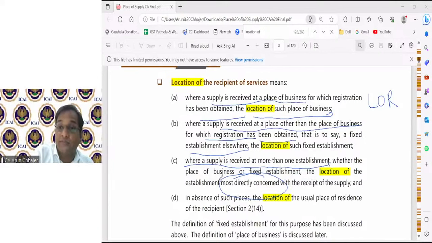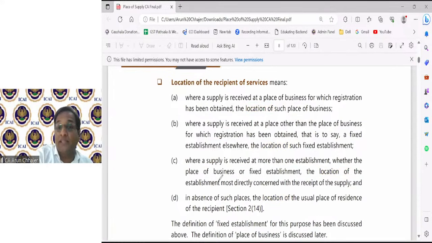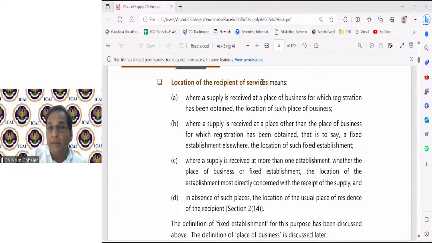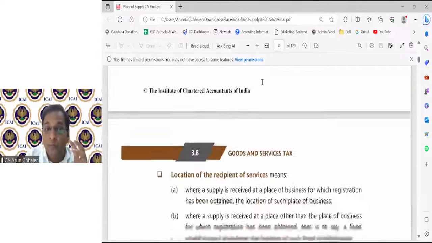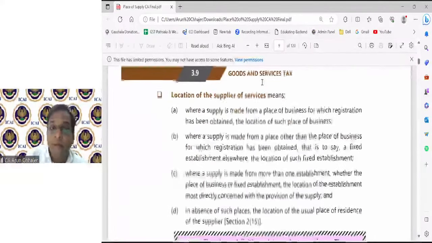And what is the last? In the absence of such a place, suppose there is no fixed establishment, then the location of the usual place of residence would be the location of recipient. So what is the location of recipient in my example? My usual place of residence is Delhi. So therefore, I would be of Delhi.